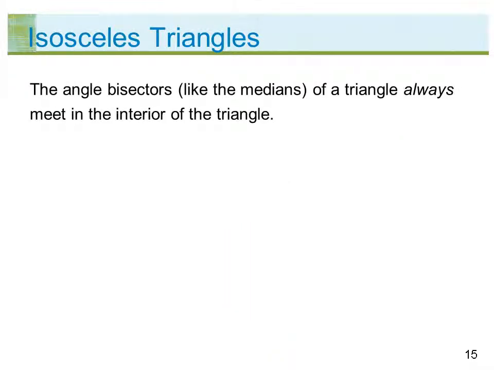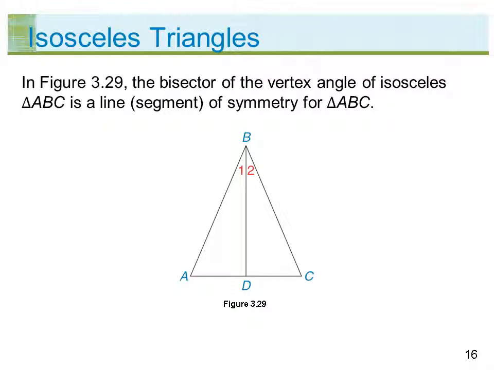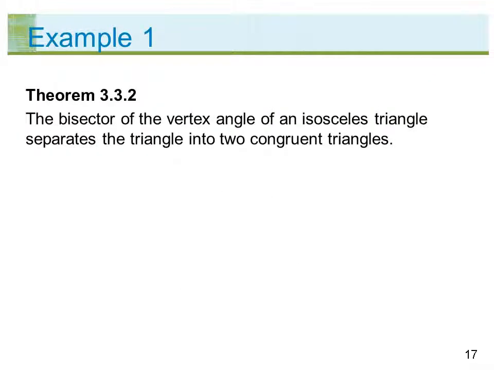The angle bisectors, like the medians, of a triangle always meet in the interior of the triangle. However, the altitudes, like the perpendicular bisectors of the sides, can meet in the exterior of the triangle. See Figure 3.28c. In Figure 3.29, the bisector of the vertex angle of isosceles triangle ABC is a line segment of symmetry for triangle ABC. Theorem 3.3.2. The bisector of the vertex angle of an isosceles triangle separates the triangle into two congruent triangles.